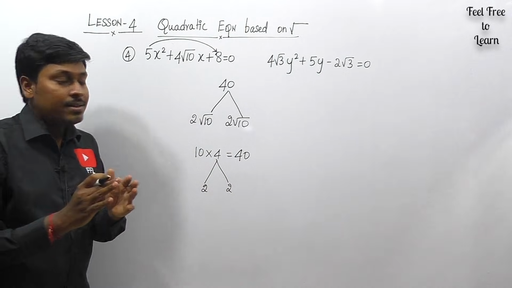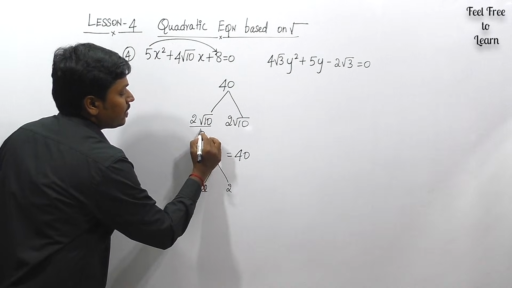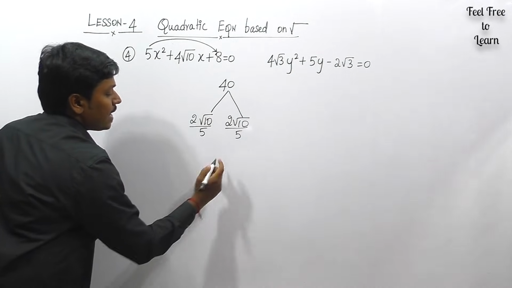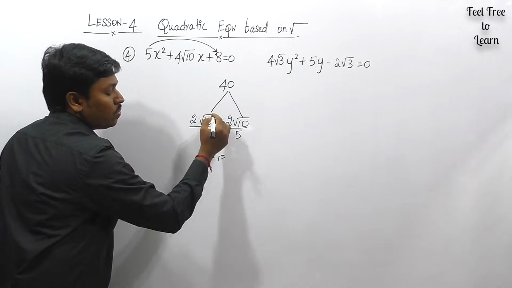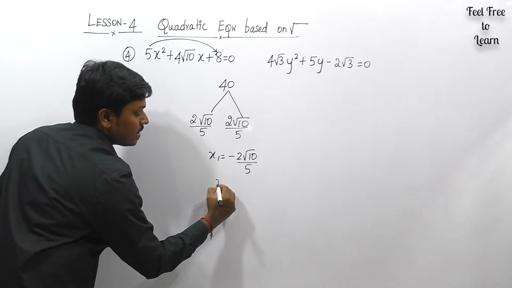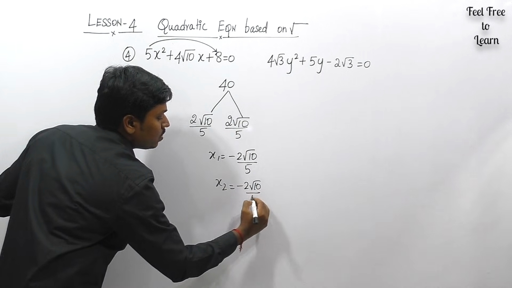But the important thing is, before x square we have a constant 5. So we need to divide this by 5. Similarly, divide this by 5. So finally we got the factors, that is x1. Here it is plus 2 root 10 by 5, so minus 2 root 10 by 5. While writing, you need to change the sign. x2. Here it is plus 2 root 10 by 5, while writing, minus 2 root 10 by 5.